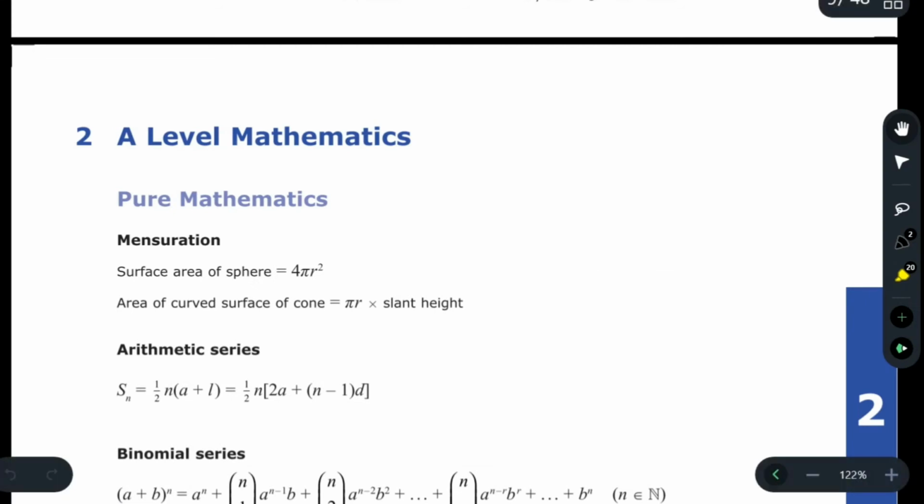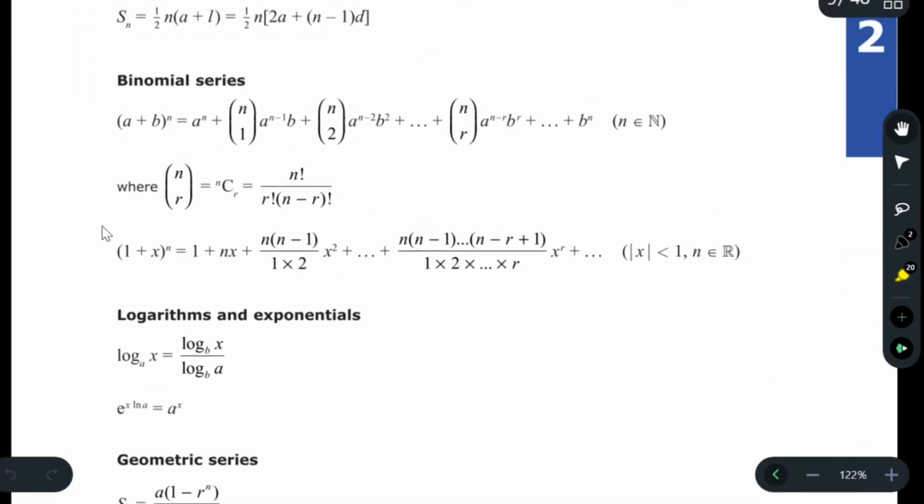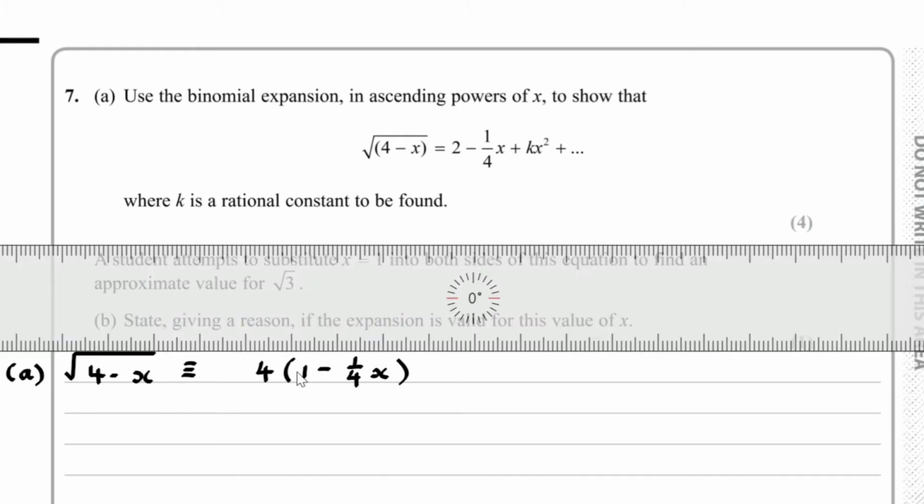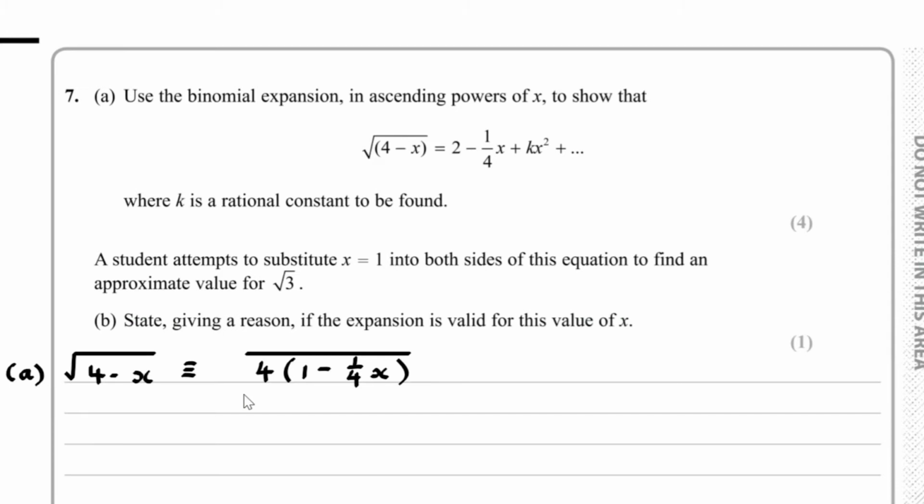Now, if I go to the formula book, for the binomial expansion, we've got 1 plus something to the n. And so we want to rewrite this so we've got 1 plus something. Now, the way I can do that is by factorizing out a 4. So I would have 4 lots of 1 minus 1 quarter x, and all of this is square rooted.